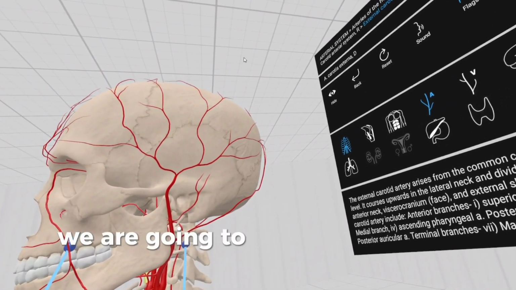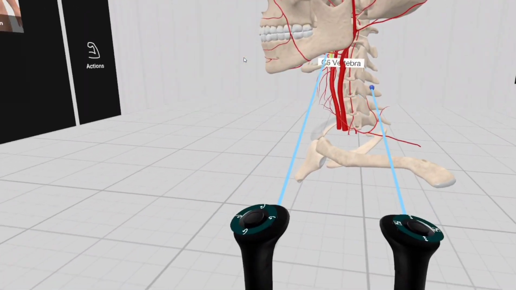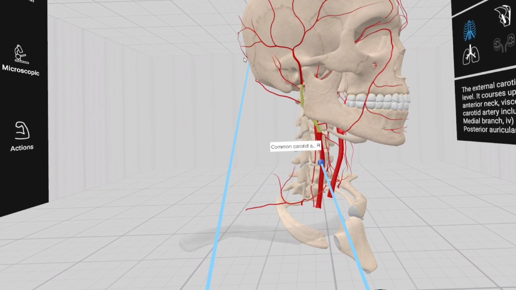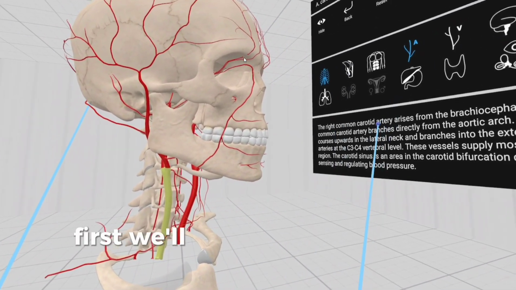Hi, today we are going to talk about Circle of Willis using virtual reality. First, we'll start with the major branches.